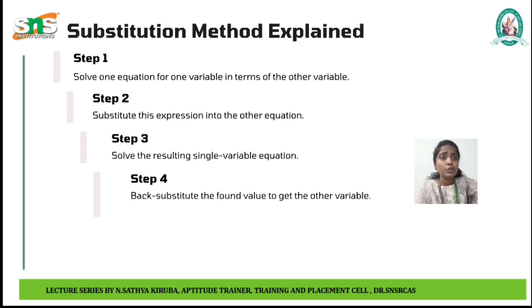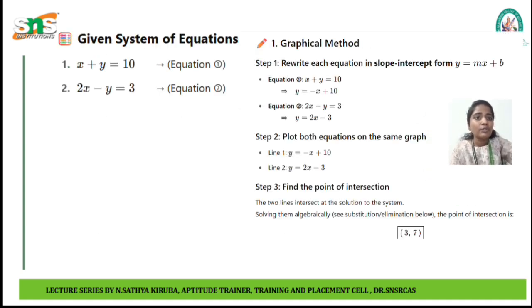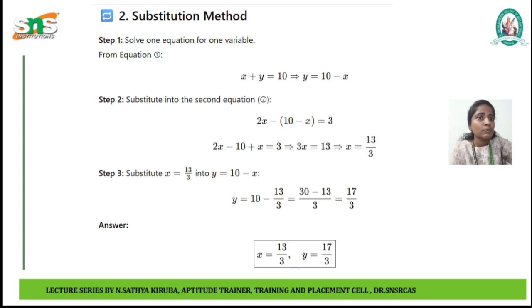Now I will show you a problem on how to solve the single variable equation and then substitute to get and check the answer. Given a system of equations, you have two different equations: x plus y equal to 10, and 2x minus y equal to 3. In the substitution method, x plus y is equal to 10, so y will be equal to 10 minus x. You bring it to the other side, and now you solve the equation. You get the value of x, substitute the x value in the y expression, and get the answer for the next value. That is how you get x and y. This is the substitution method.